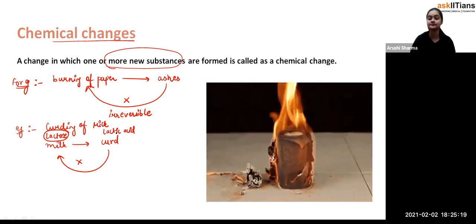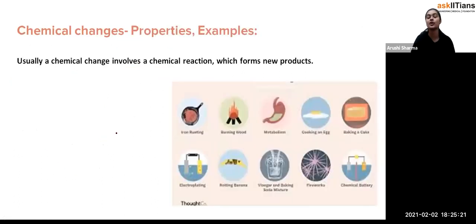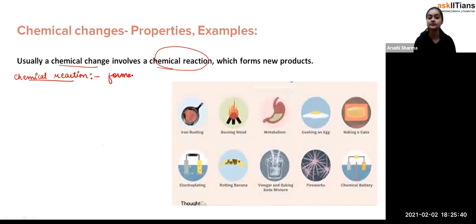Fine. Now we'll see some of the properties as well as some examples. Usually chemical changes involve a chemical reaction. And see, students, whenever there is a chemical reaction, there is always formation or breaking of bonds.